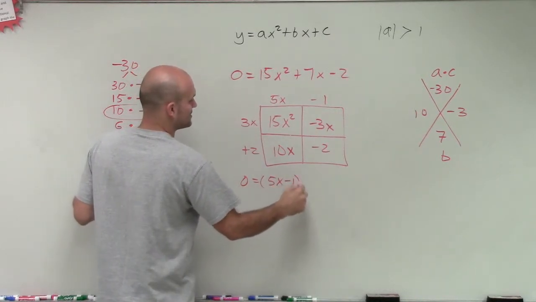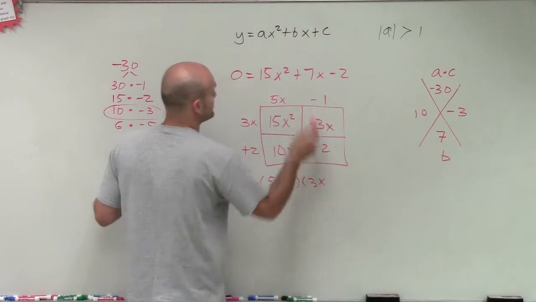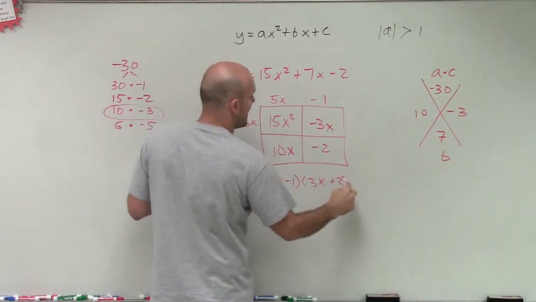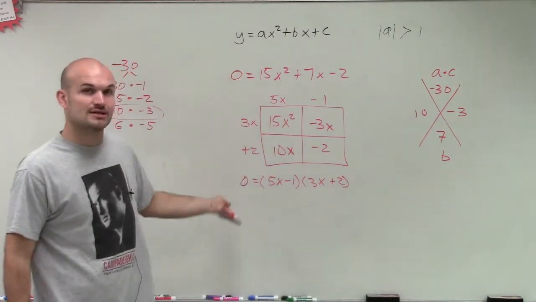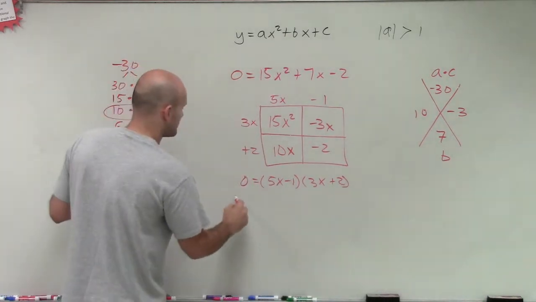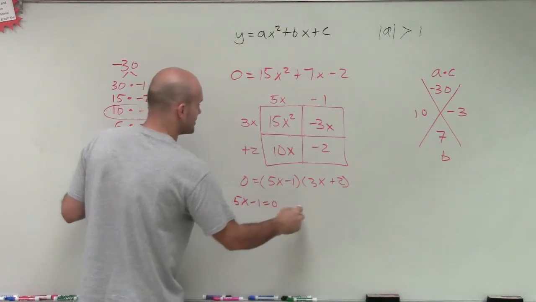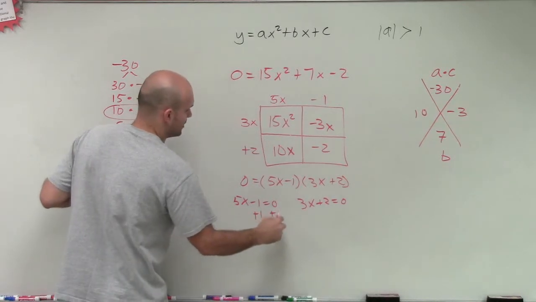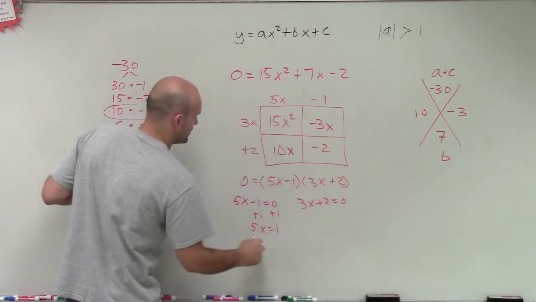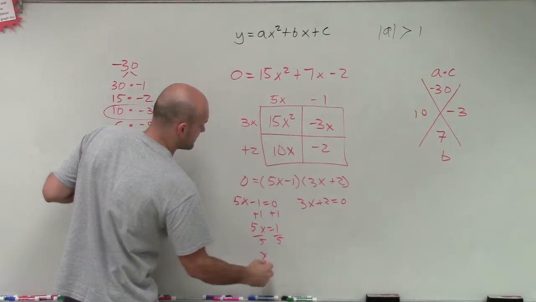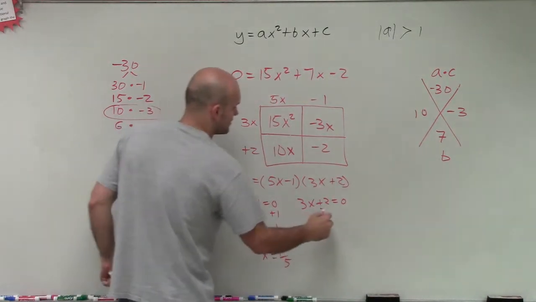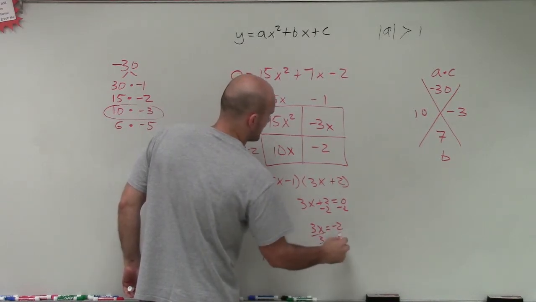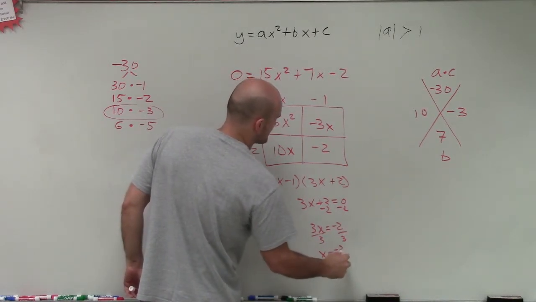So I write them out in factored form. So therefore, now I have rewritten my quadratic from general form to intercept form. And when I have it as a product of two factors equal to 0, I can use my zero product property. So therefore, I have 5x minus 1 equals 0, and 3x plus 2 equals 0. Add the 1. 5x equals 1. Divide by 5. x equals 1/5. And over here, I have 3x equals negative 2. Divide by 3, x equals negative 2/3.